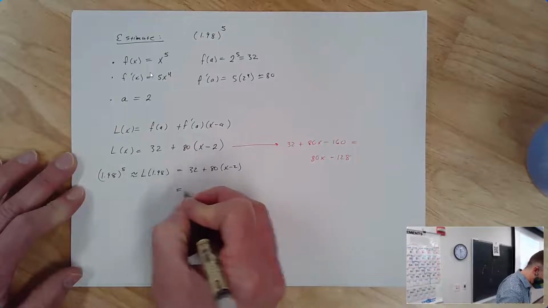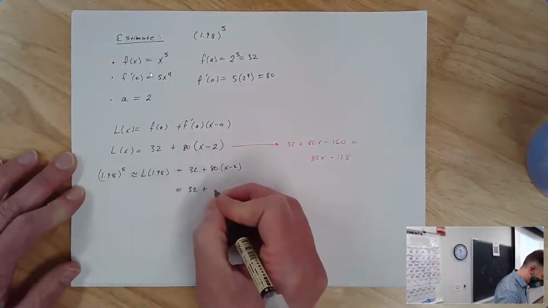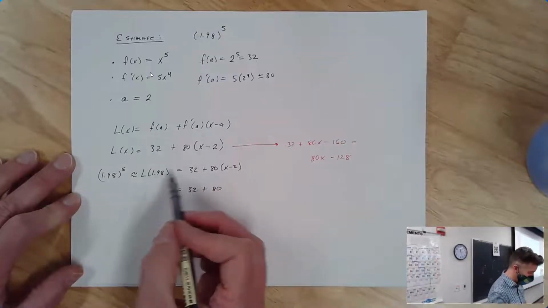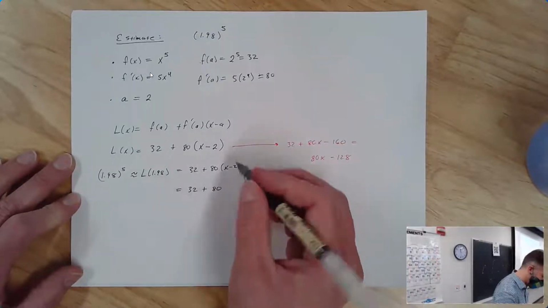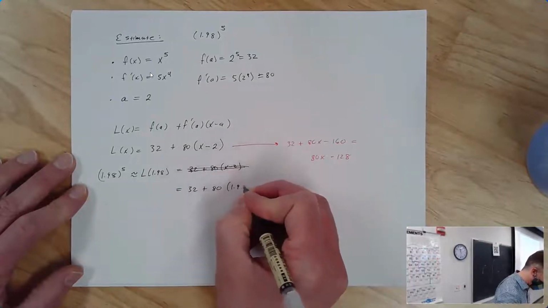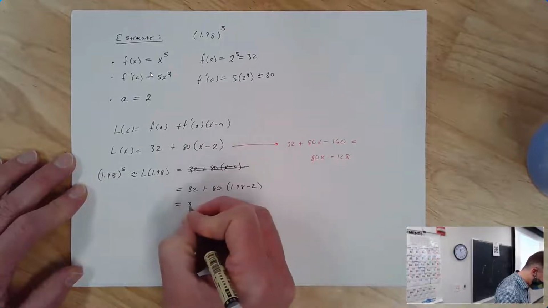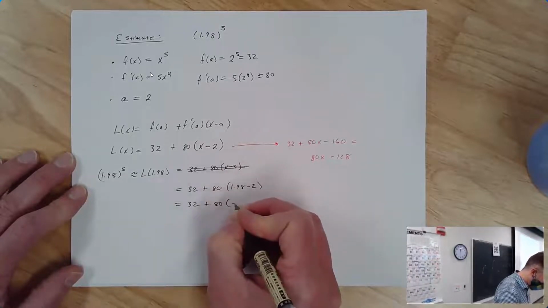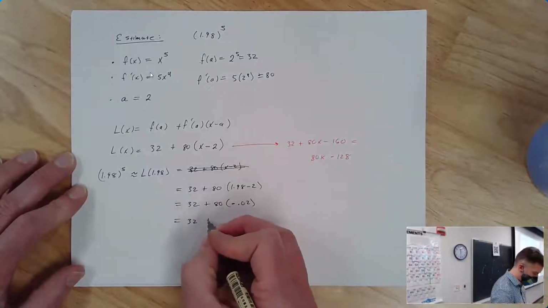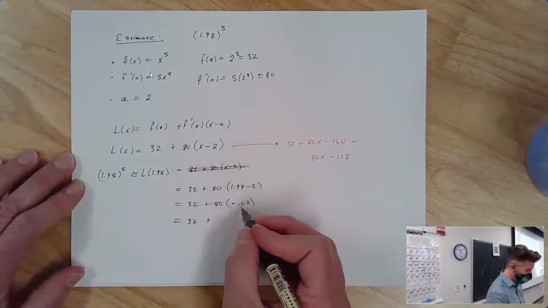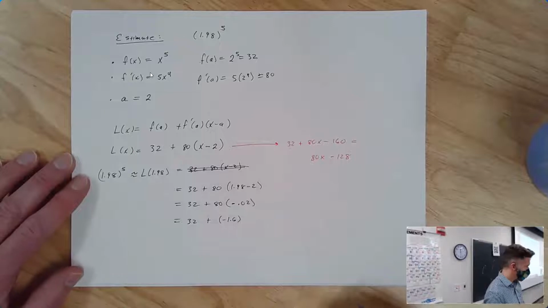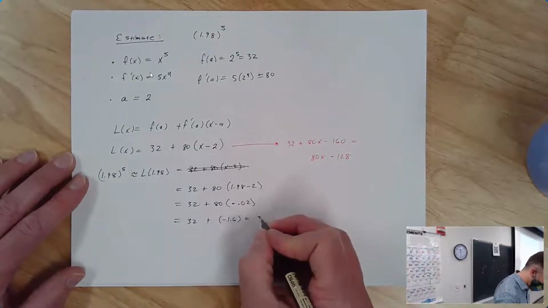So I made a kind of error here. I didn't actually plug in the 1.98 for x. I should have written this as 32 plus 80 times 1.98 minus 2, which is then 32 plus 80 times negative 0.02. Let's see, 8 times 0.02 would be 0.16, so it's going to be a minus 1.6, I think. That seems right, which is going to be 30.4.